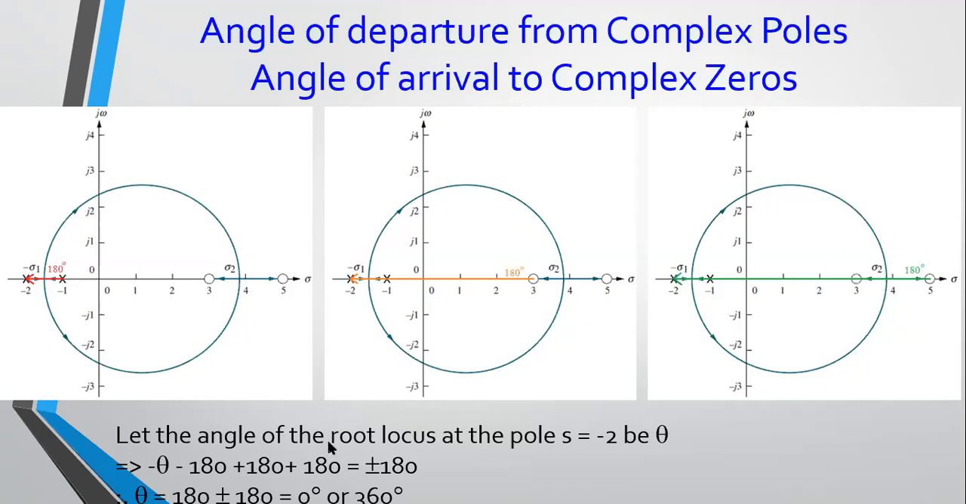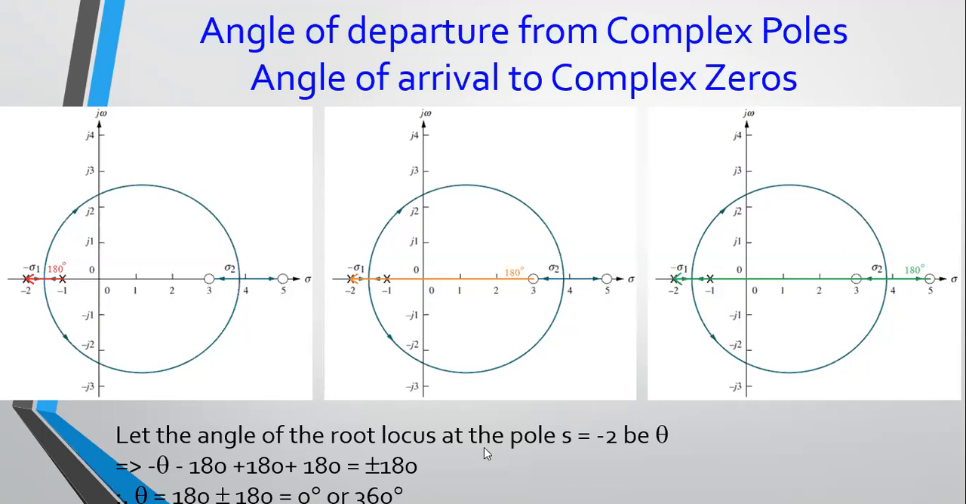Now, when taking the sum of all these angles, let the angle we want to find at this point of interest be theta. We put a minus theta here simply because it's a pole, because we know poles bring a negative angle contribution. So minus theta, and then this angle here will be minus because it's a pole. Now these two here are zeros, so the angles will be positive. And for this point to be on the root locus, the sum has to be plus or minus 90 degrees. It's an odd multiple of 90 degrees.